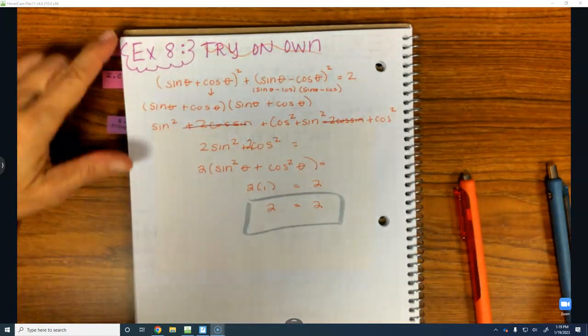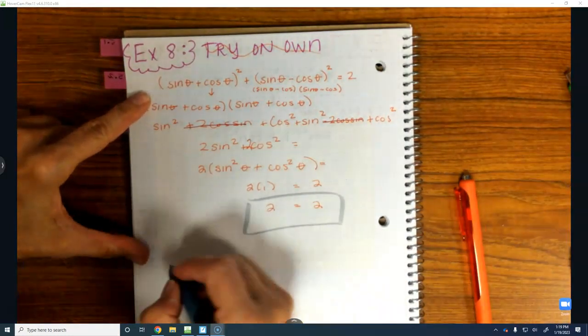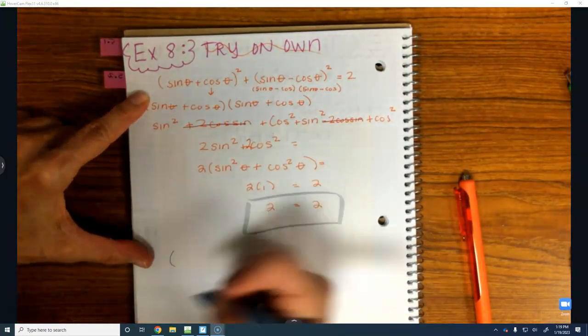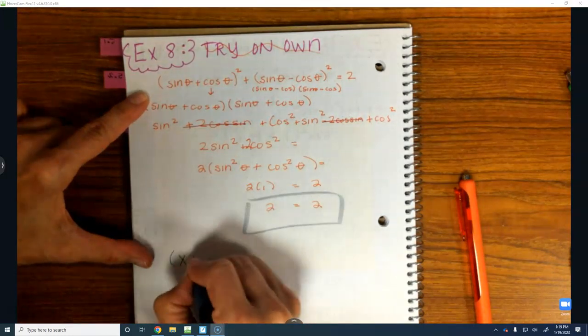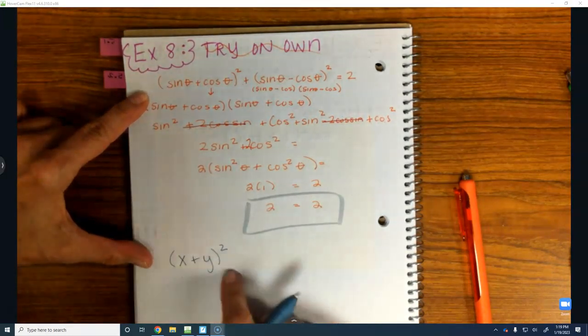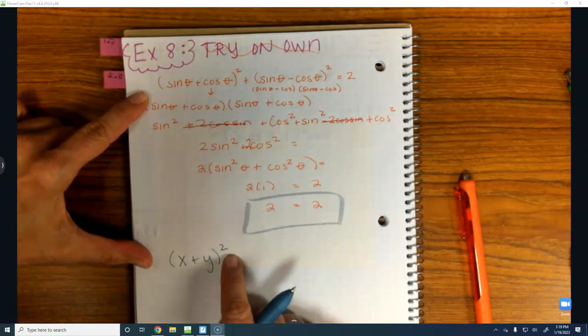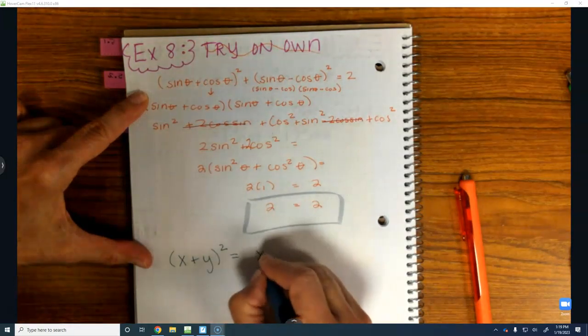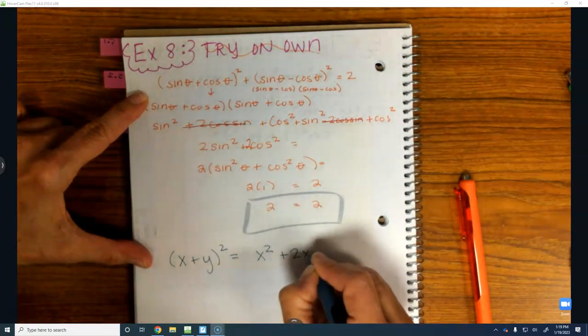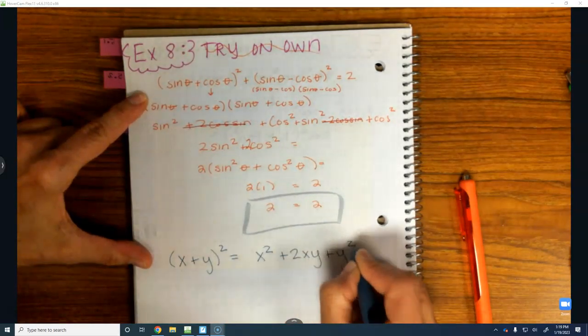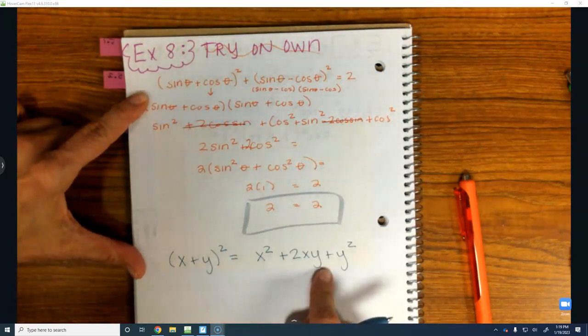So please remember, and I'll just write it again down here, when you have something in simple terms like x plus y, x plus y raised to the second power, remember, is x squared plus 2xy plus y squared. That's always the rule for that.